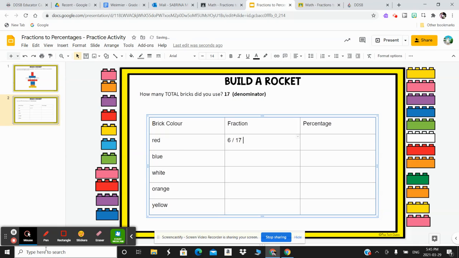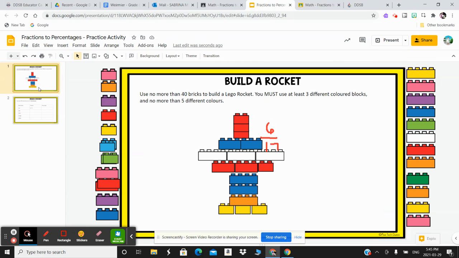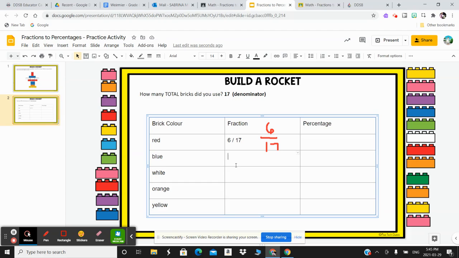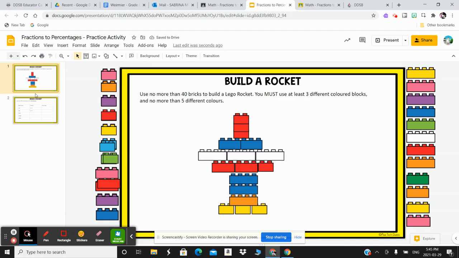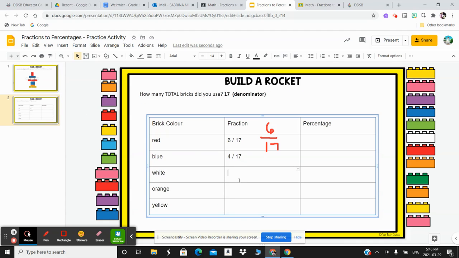6/17. Now, just keeping in mind, if we weren't doing this in Google Slides, we would actually write the fraction this way. Okay. But because we're here in Google Slide Land, we'll do it that way. So 6/17. And blue, how many did I use? 1, 2, 3, 4. Okay. I used 4 out of 17 or 4/17 blue, 3 white. So that would be 3/17 are white.